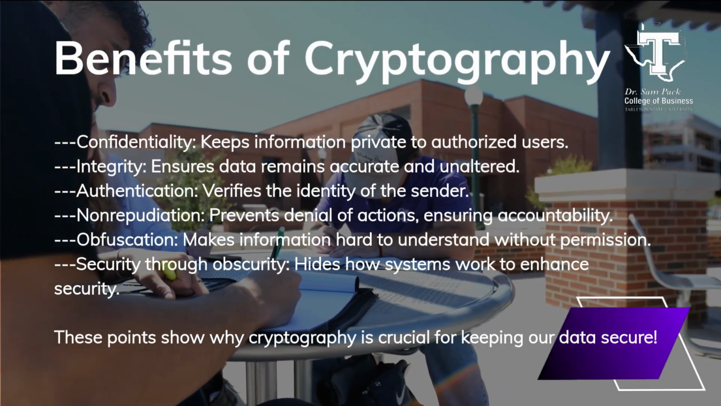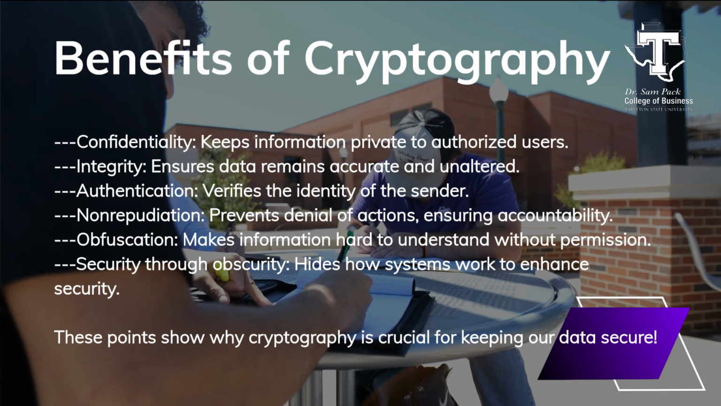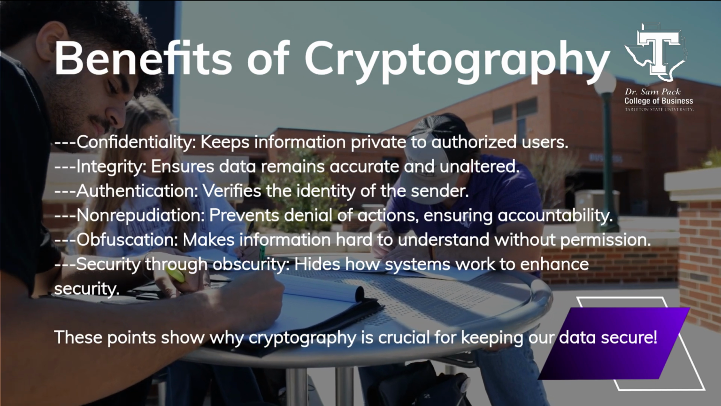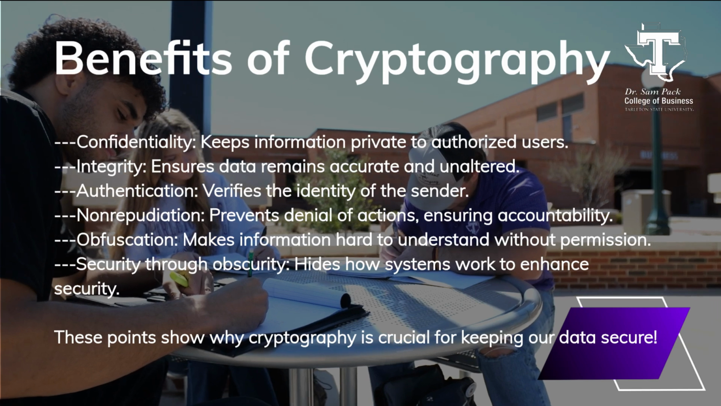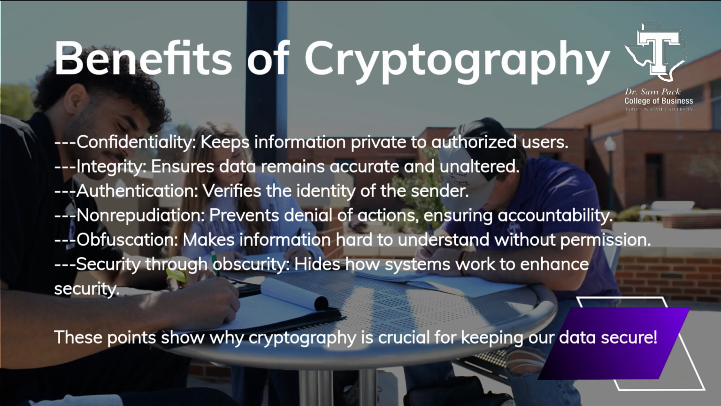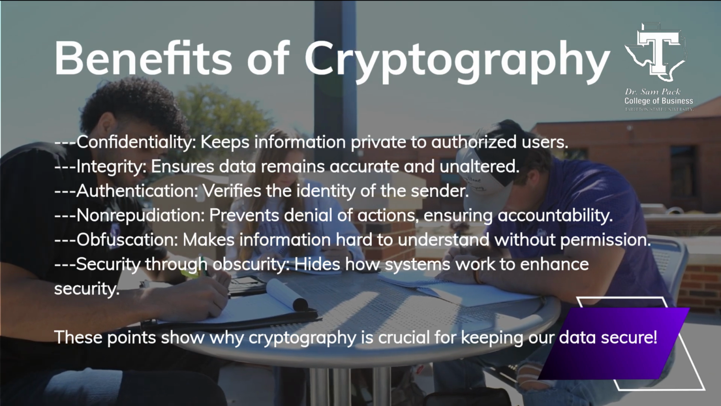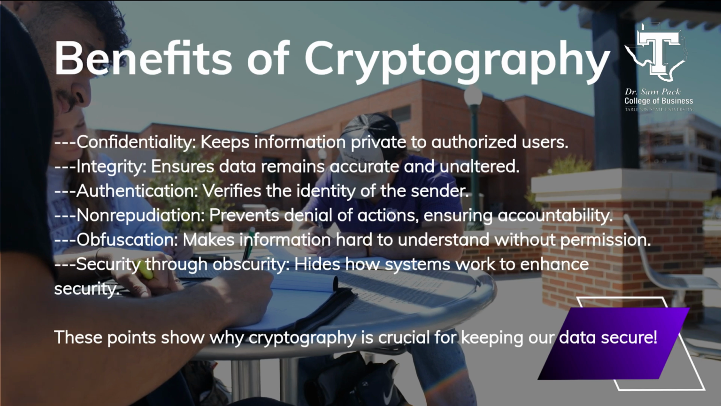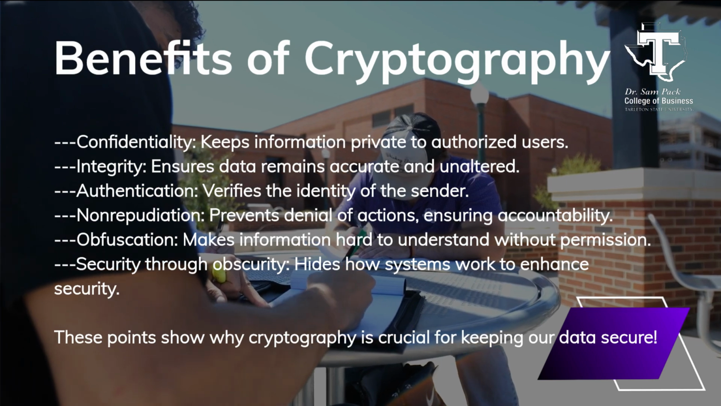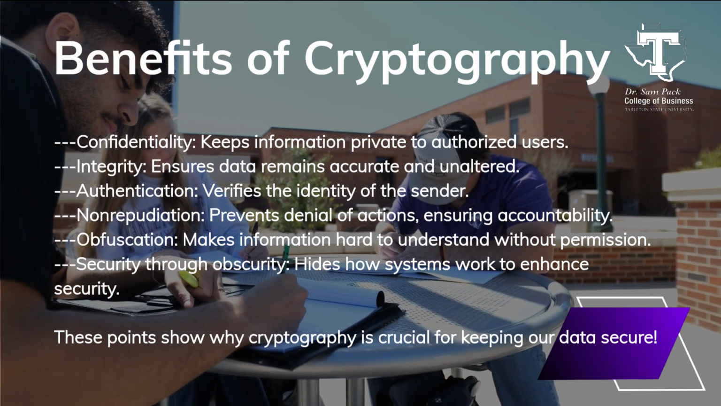Cryptography provides a number of benefits. Confidentiality is like a secret handshake. It ensures that only the right eyes see your information. Integrity keeps your data intact, guaranteeing it reaches its destination just as you sent it. Authentication acts like an ID check, confirming the identity of the sender, while non-repudiation makes sure that actions can't be denied after they're taken, holding everyone accountable. Lastly, obfuscation and security through obscurity keep your data safe by making it and its protections hard to figure out for anyone not in the know. Cryptography isn't just about security. It empowers trust and reliability in our digital interactions.